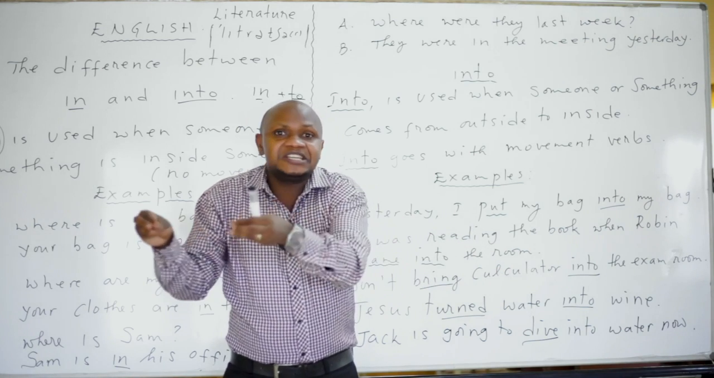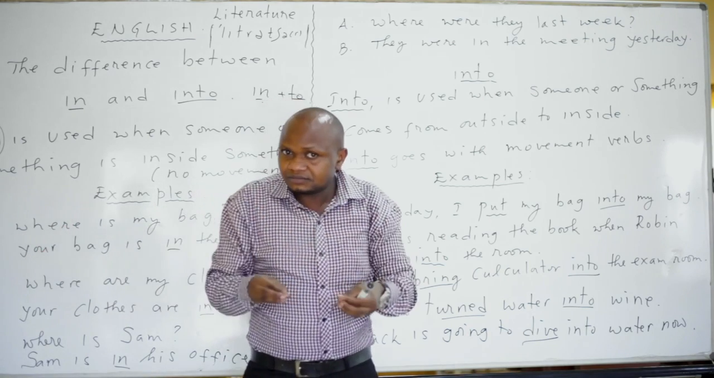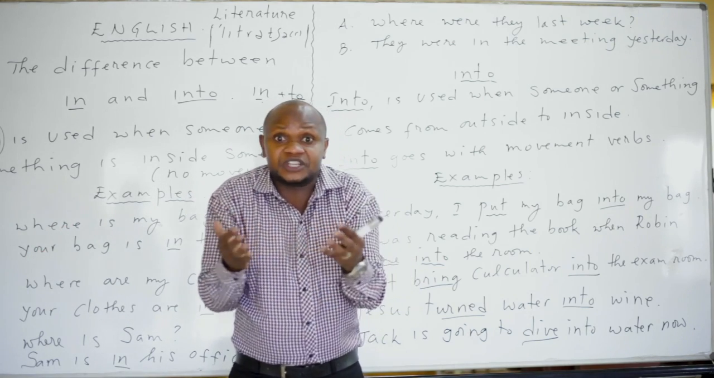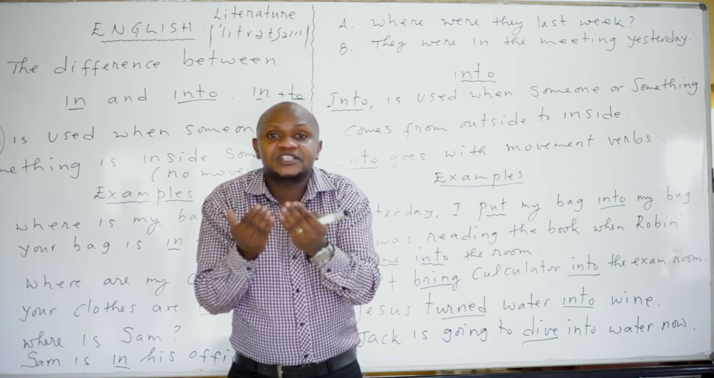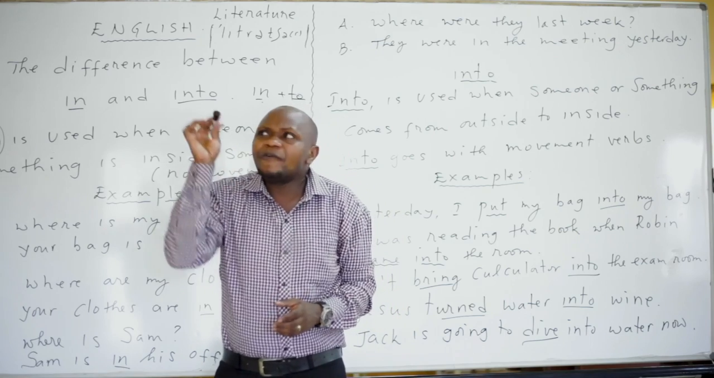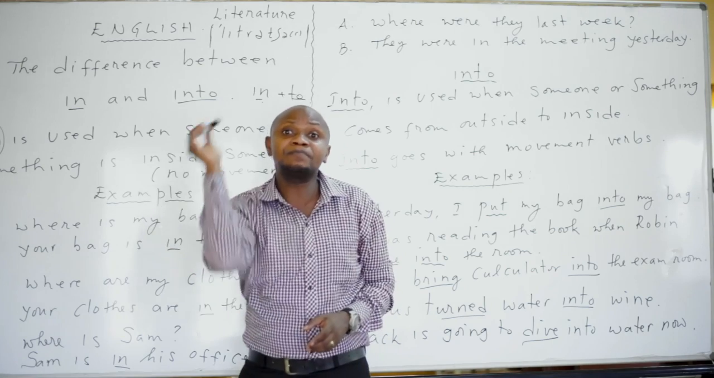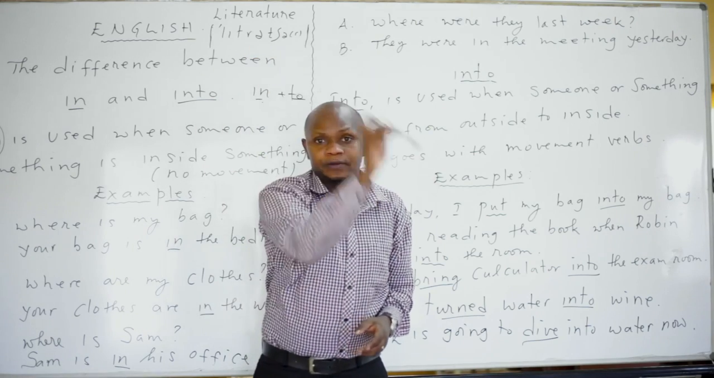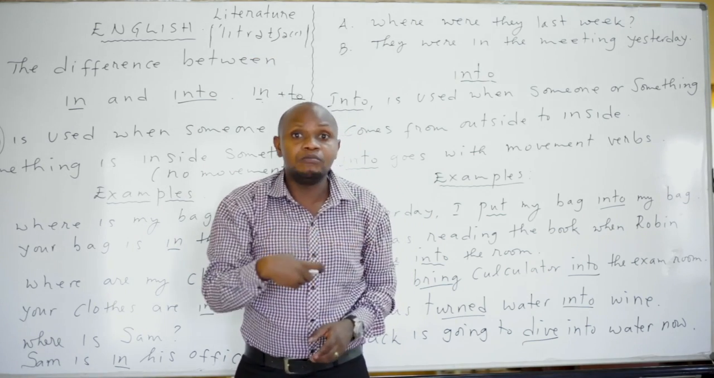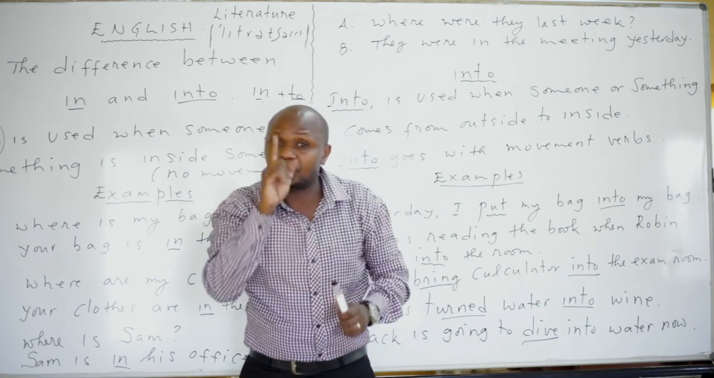Easy, she is in her bedroom, ari mu cyumba cye. That is, tuzakoresha in kuko iyo verb itagaragaza movement. But put, to put, gushyira ni kuba ufite ikintu ukagishyira mu kintu, uzakoresha into. I put my marker into my room. Nafashe marker yanjye nyigira hehe? Mu cyumba. That is put.